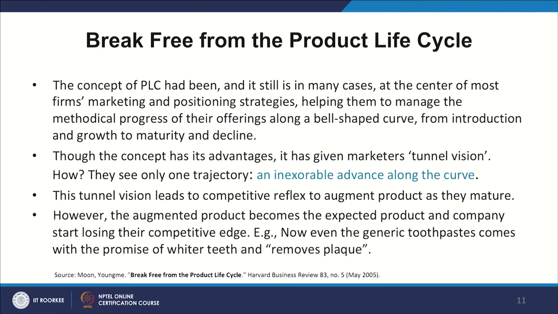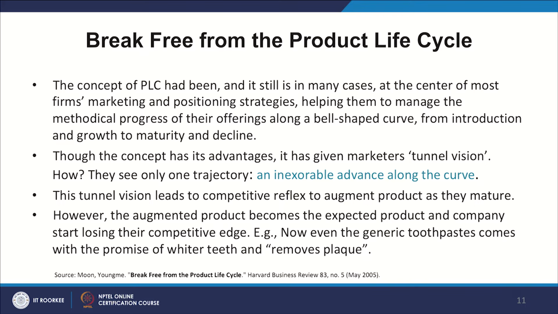It says that the concept of PLC had been, and it still is in many cases, at the center of most firms' marketing and positioning strategies, helping them to manage the methodical progress of their offerings along a bell-shaped curve from introduction and growth to maturity and decline. And from my side, now start saying that introduction, growth, saddle, growth, maturity, decline, rejuvenation. So, you may talk like that.